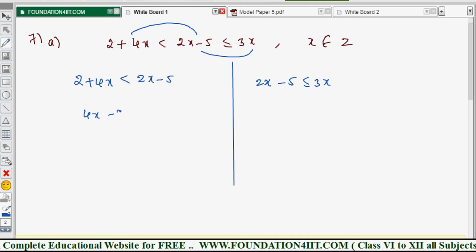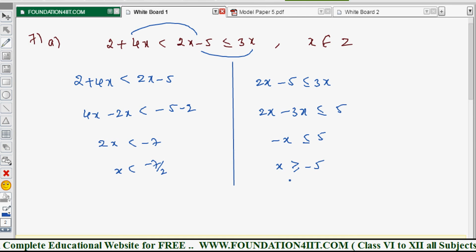So 4x minus 2x less than minus 5 minus 2, 2x less than minus 7, x is less than minus 7 by 2. And on the other side, 2x minus 3x less than or equal to plus 5. X terms on one side, numbers on the other side. Minus x less than or equals to 5, that means x is greater than or equals to minus 5. From this, minus 5 is less than or equal to x. Okay, if the sign changes on the other side, change the symbol also.